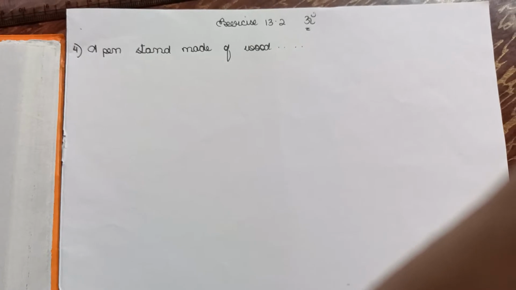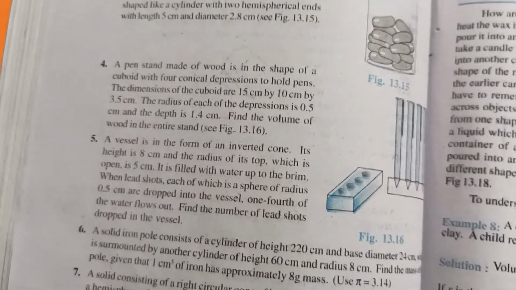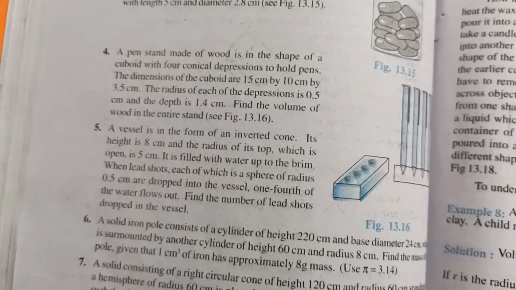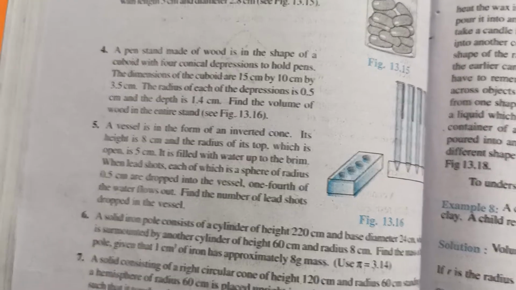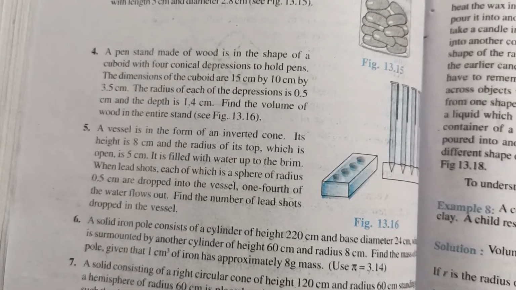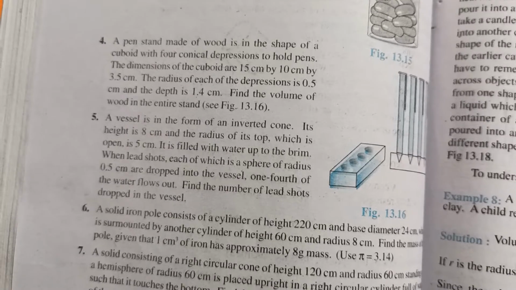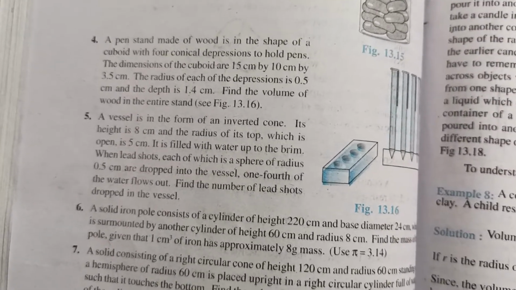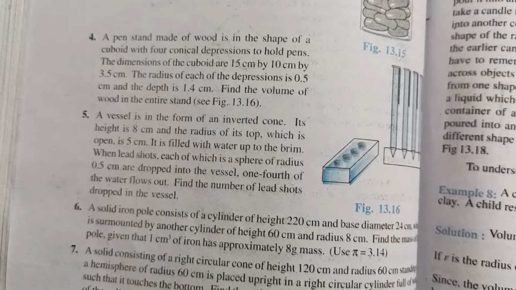Today I'm going to explain the class 10 CBSE NCERT exercise 13.2 from the chapter Surface Areas and Volumes, exercise 13.2 fourth sum. The question is: a pen stand made up of wood is in the shape of a cuboid with four conical depressions to hold pens. The dimensions of the cuboid are 15 centimeters by 10 centimeters by 3.5 centimeters. The radius of each depression is 0.5 centimeters and the depth is 1.4 centimeters. Find the volume of the wood in the entire stand.